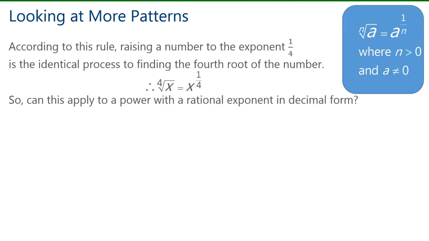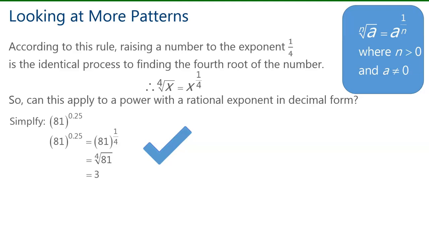So, can this apply to a power with a rational exponent in decimal form? Let's simplify 81 to the exponent 0.25. 0.25 is 1/4. So this is 81 to the 1/4, which is the fourth root of 81, which we know to be 3. So we're done.